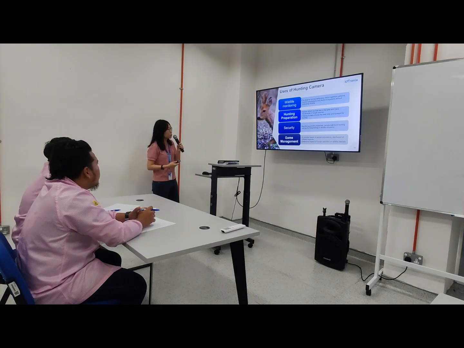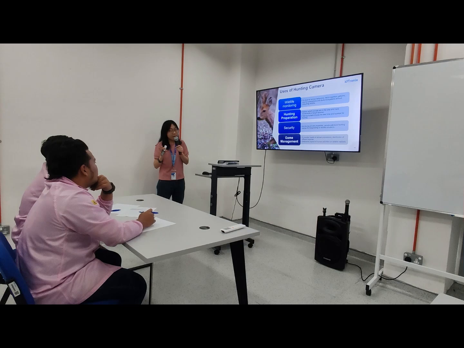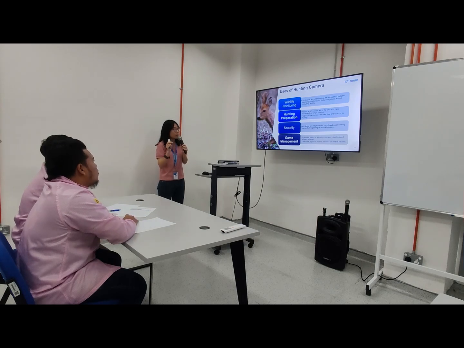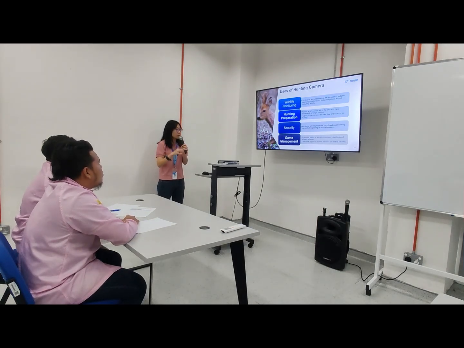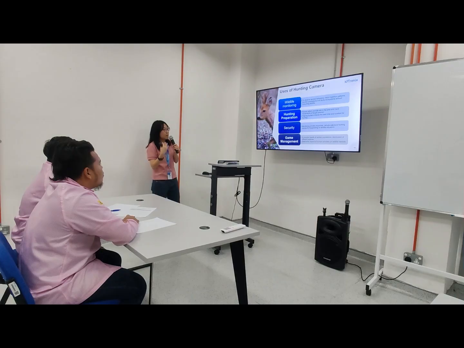Okay, next about the uses. We use it for wildlife monitoring, meaning we use it to observe animal behaviors and track migration patterns. For example, at some place, some animals migrate from one place to another place, and then we monitor the populations and study the ecosystem without disturbing the wildlife.